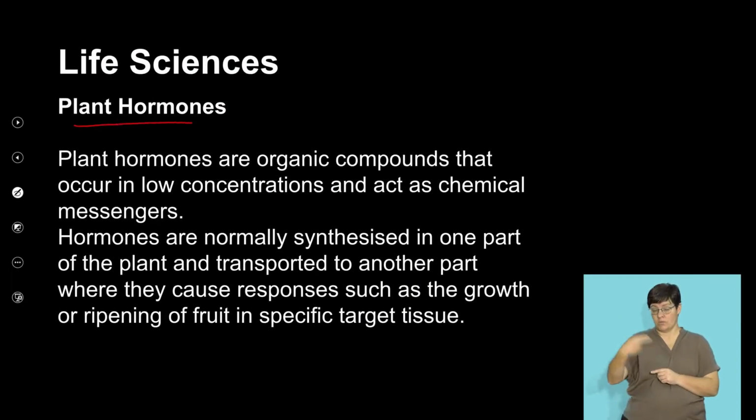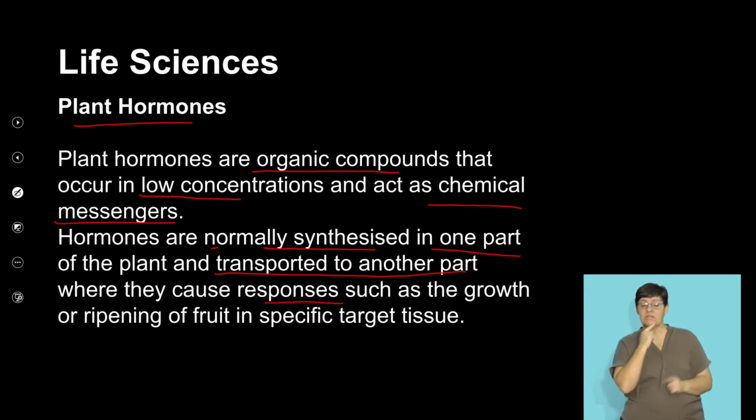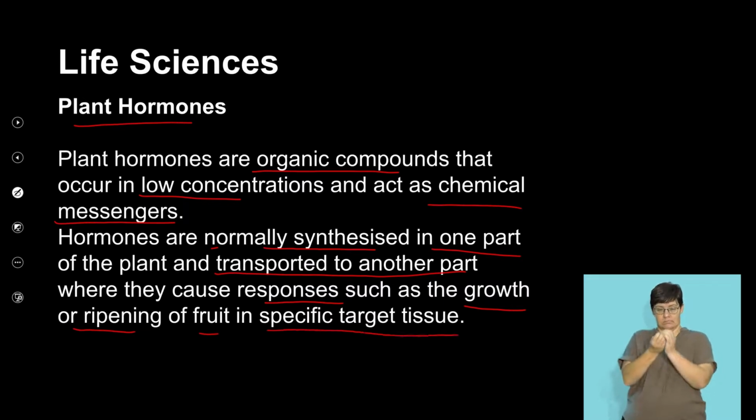So plant hormones are essentially organic compounds produced by the plant that occur in low concentrations and act as chemical messengers. So they have a specific function to carry out. Hormones are normally synthesized in one part of the plant, and then they're transported to other parts where they can cause a response such as the growth or the ripening of fruit or in this specific tissue.